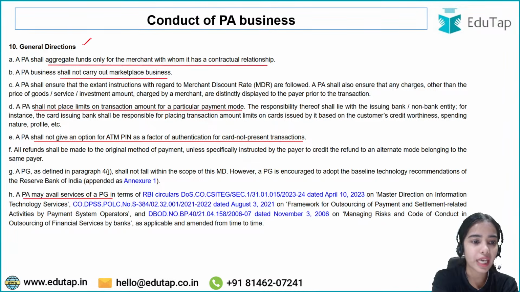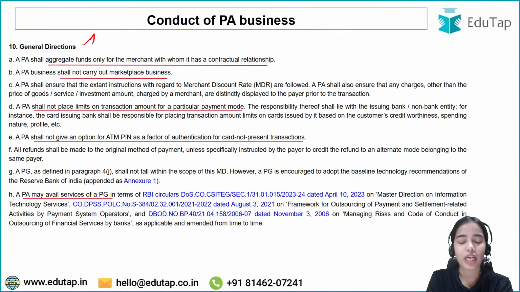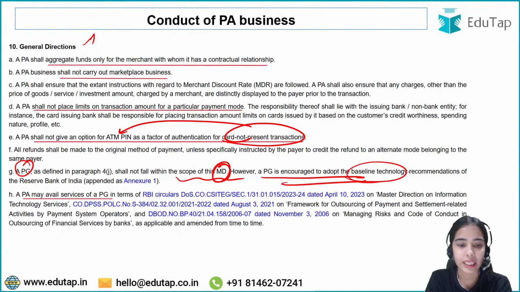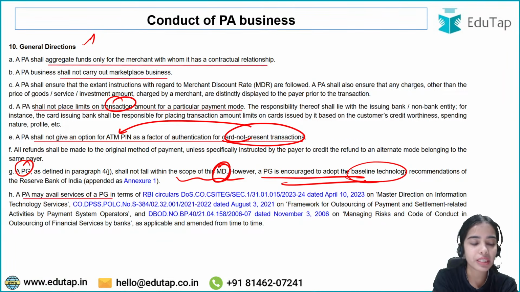Okay, general directions, these you have to cover so that you have the idea that for card not present transactions, ATM PIN cannot be used as a factor of authentication. The payment gateway will not have to follow the master direction, but they are encouraged to adopt the baseline technology. Transaction limits cannot be imposed by the payment aggregator. Transaction limits are decided by the entities.